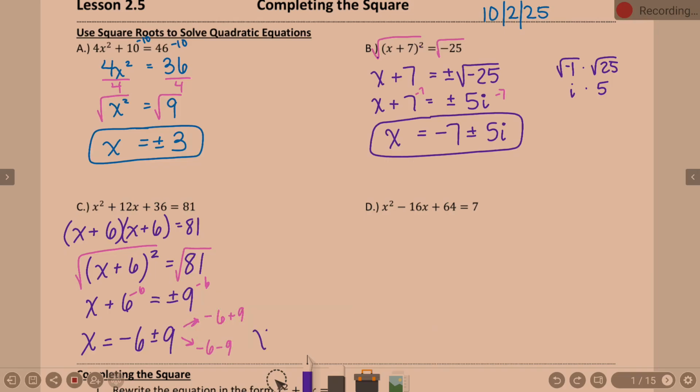So, I guess I'll put my answer over here since I'm running out of room. Negative 6 plus 9 is 3. Negative 6 minus 9 is negative 15. Okay?